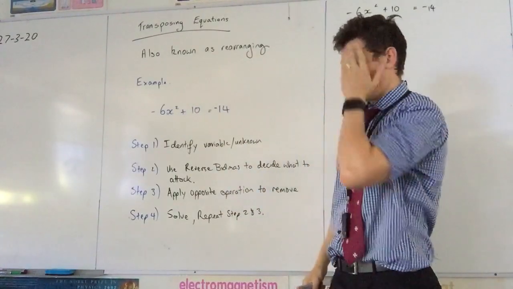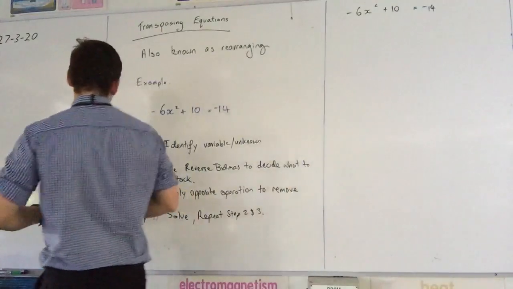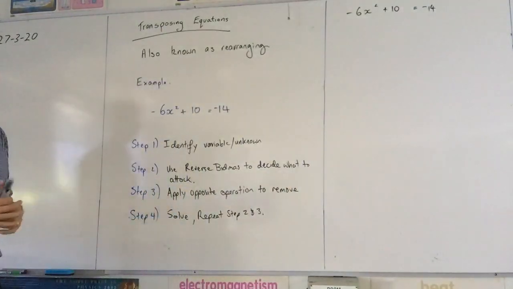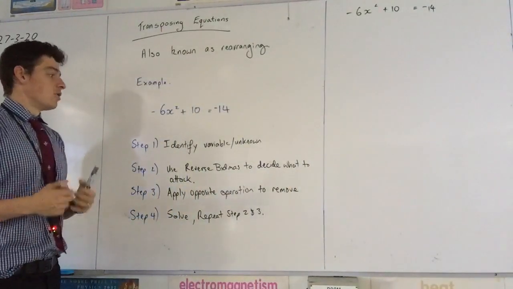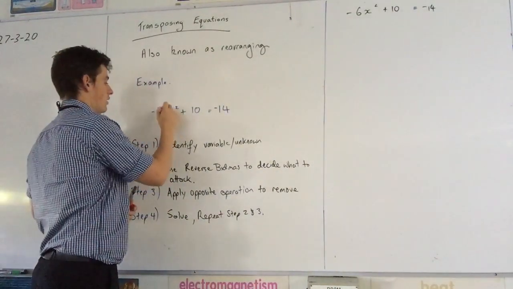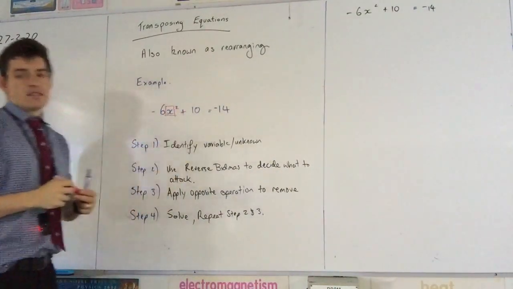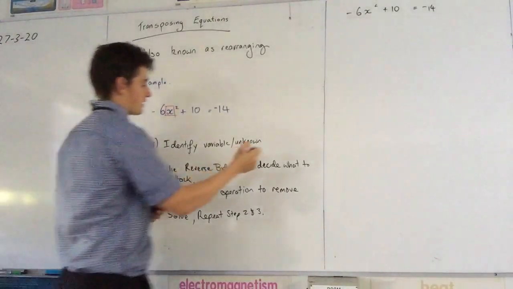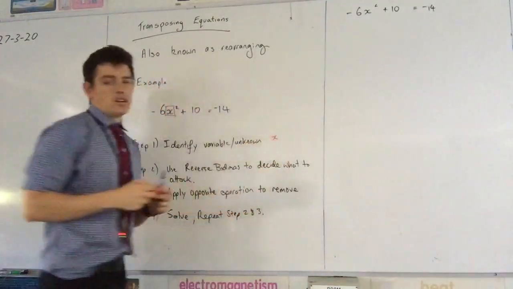So the first step in our process is to identify the variable that we want to get. So the thing that we don't know, we want to get that by itself. So I need to identify what that is. And for me, in this example, that's x. So I want to get x, and it's often x. It could be anything though.